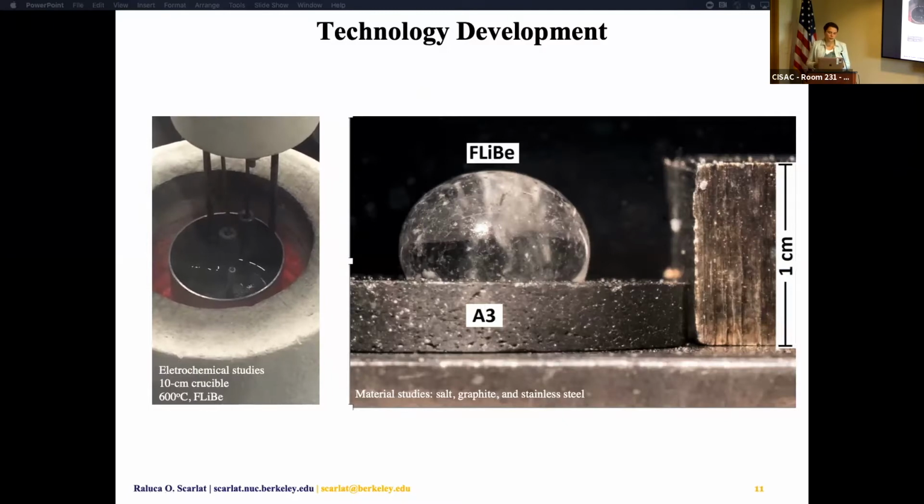And so in my group, we study the questions around the salt chemistry and how that helps us predict degradation of solid materials that come in contact with the salt, and how that helps us design sensors and distributed sensors for molten salt reactors. So I'll show you what these technological challenges mean in the context of licensing.